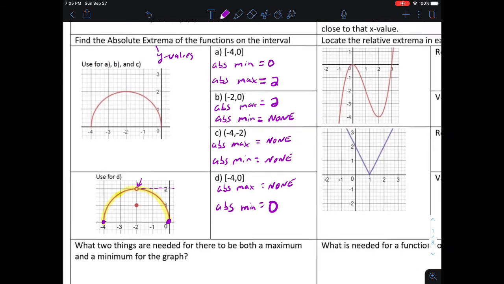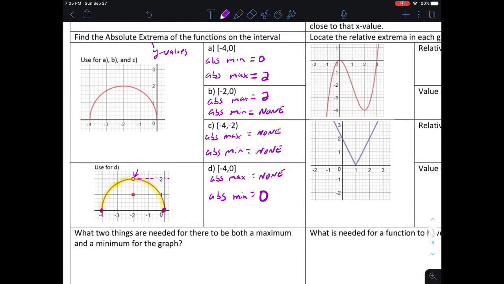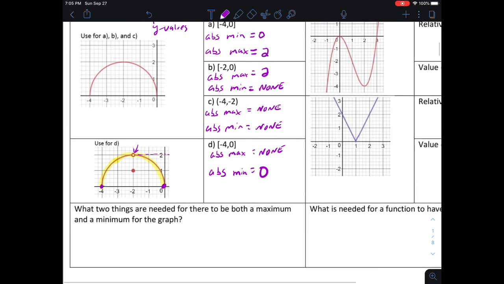So looking at A, B, C, D, what has to happen graphically for the function to have both a maximum and a minimum? Well, it has to be continuous on a closed interval. And that's what the extreme value theorem tells us.